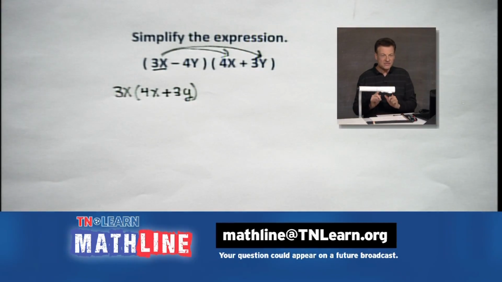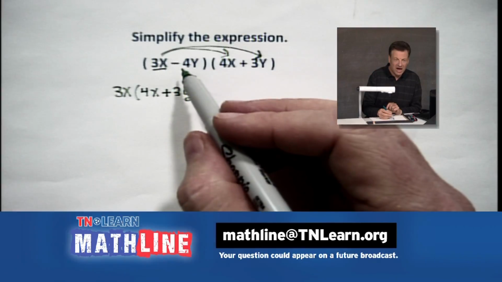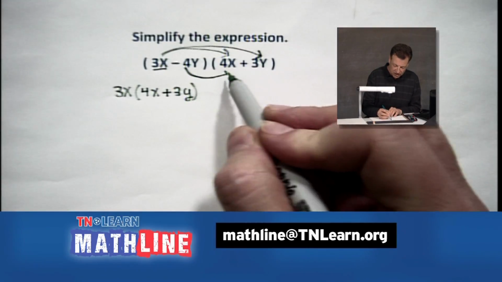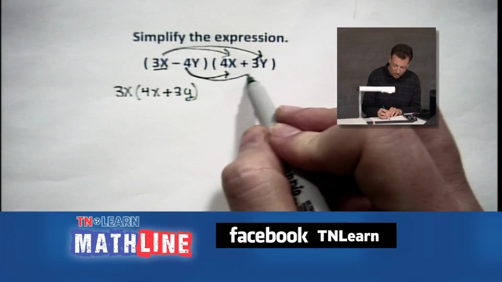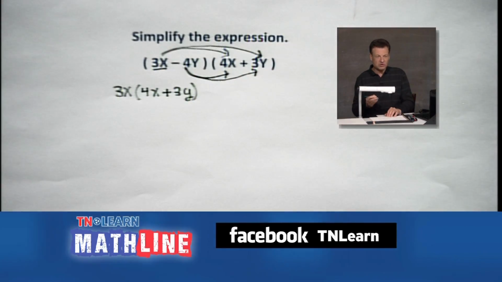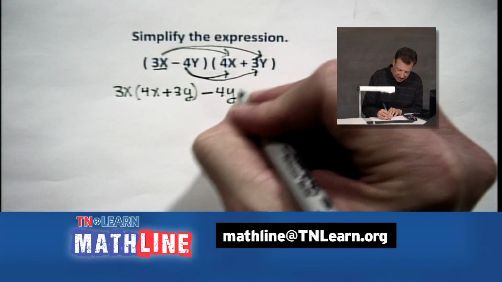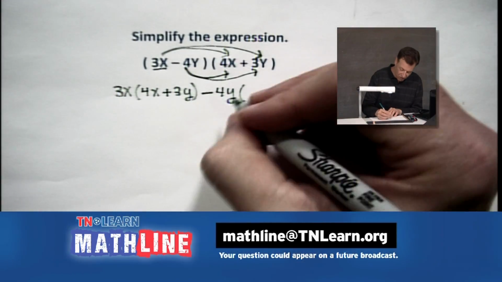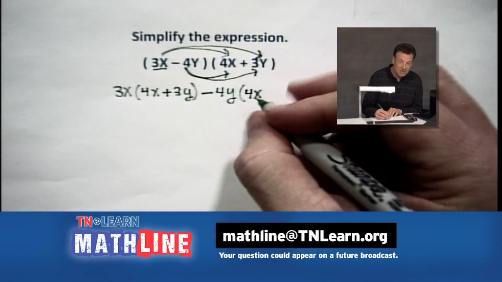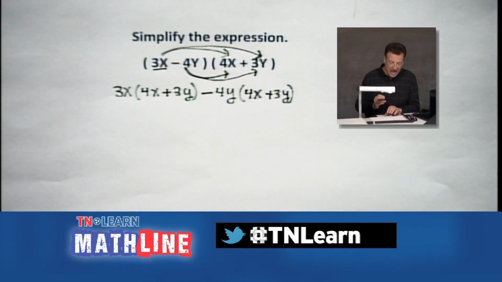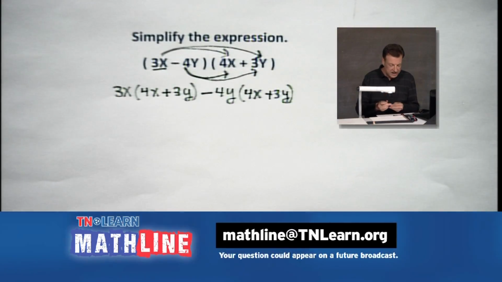Now, at this point, we want to make sure the minus 4y part right here also gets its fair share of the distributive property working for it. Sometimes I call this the double-barrel distributive property. But what we're doing, we're going to say a negative 4y, and we're going to multiply that by 4x plus 3y. There we have it. It's set up, ready to go. Let's see what's going to happen when we do our distributive.